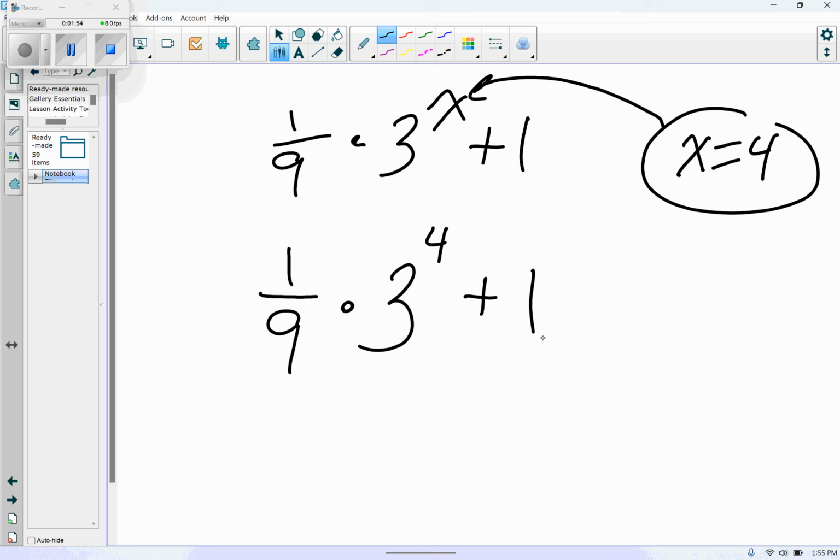Okay, and we've been talking about order of operations, right? So as far as the order of operations go, where do you think we should go with that?